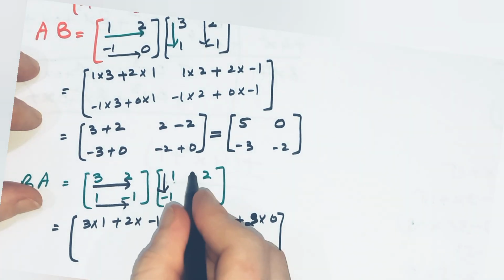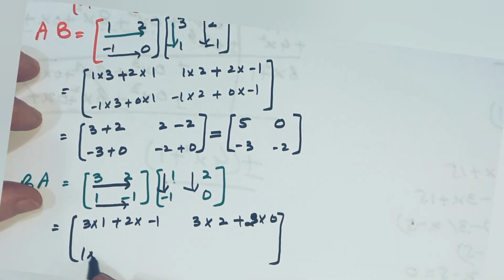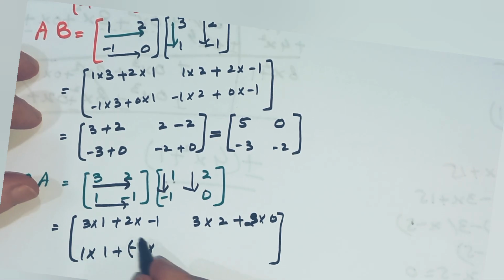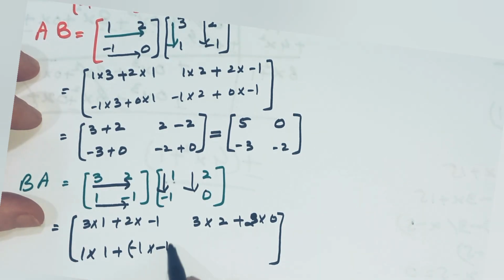Second row, first column and the second column. 1 multiplied by 1 minus 1 multiplied by minus 1; there are 2 signs, so we write a bracket. 1 multiplied by 2 minus 1 multiplied by 0.